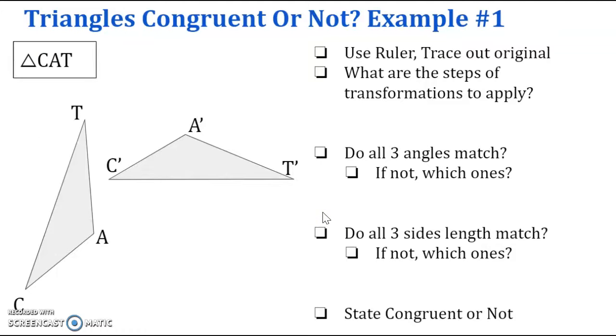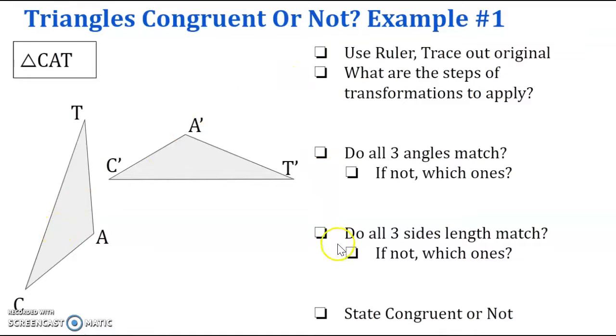Now we're going to be moving on to triangle congruence. Specifically, we are going to be looking at triangle CAT. Which is the original, and which is the after transformation? The after transformation is the one with this comma-looking thing. So C prime, A prime, T prime tells me this is after transformation. So how would I do this?